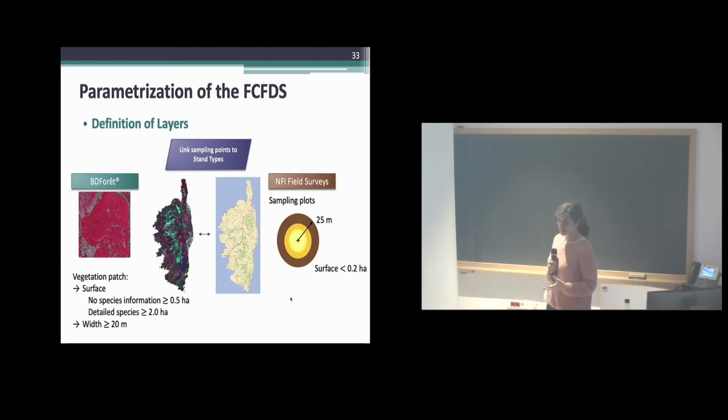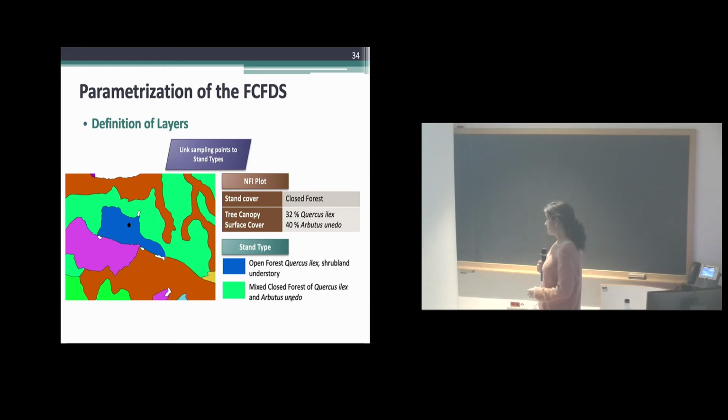First of all, it was necessary to link the sampling points of the forest inventory with the stand types identified and modified from the BD Forêt. Since there can be a time delay between the sampling performed by the forest inventory and the images, sometimes there are differences. Also, the position of the sampling point may not be accurate: it's the center of the grid, but not exactly where the sampling plot has been centered.